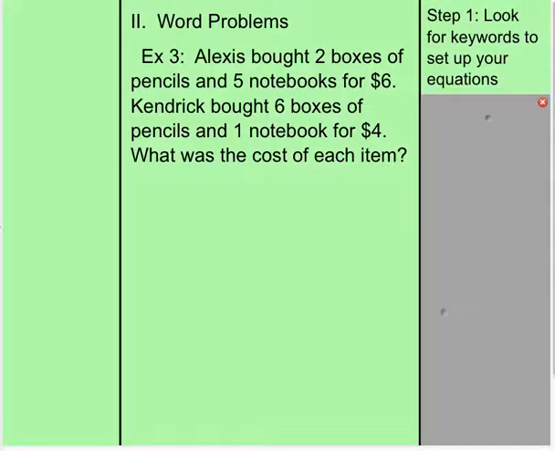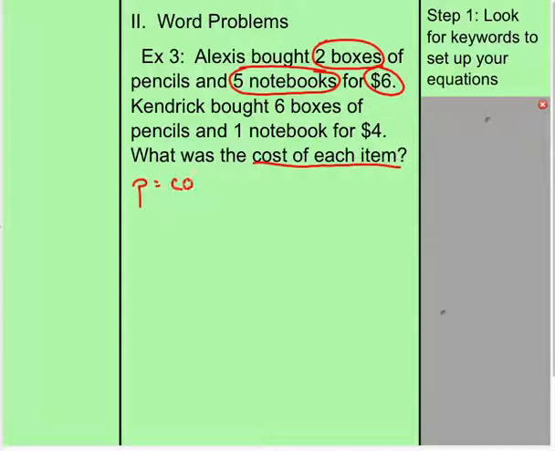So we start again by looking for keywords in order to set up our equations. Well, obviously we're going to be looking at 2 boxes of pencils, 5 notebooks, $6. Those 3 pieces of information all relate to one another. Again, our question will tell us how to set up or define our variables, the cost of each item. So I'm going to let P equal the cost of the pencils, and N will be the cost of the notebooks.